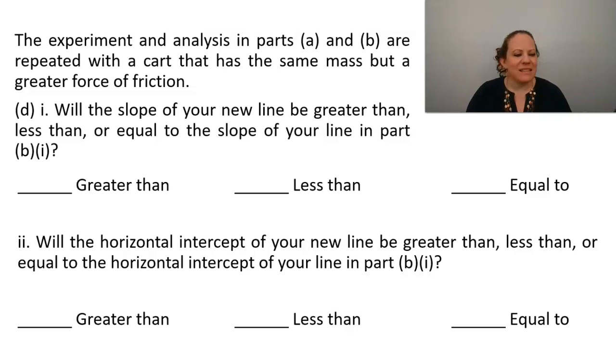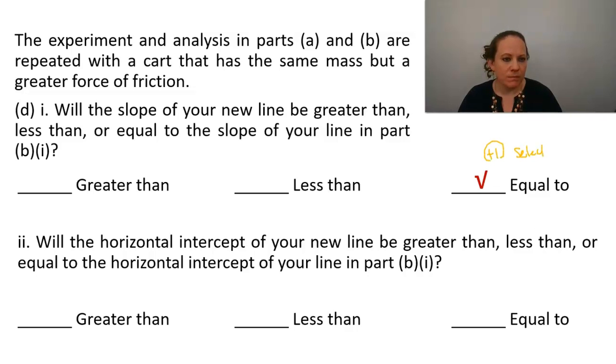The experiment and analysis in parts A and B are repeated with a cart that has the same mass but a greater force of friction. Will the slope of your new line be greater than, less than, or equal to the slope of your line in part B1? And we're going to get equal to, because again, we saw that the slope was due to the mass. The mass hasn't changed. And you're going to get a point for selecting equal to. That's supposed to be an arrow. It's not well drawn. Hang on. So for selecting equal to.